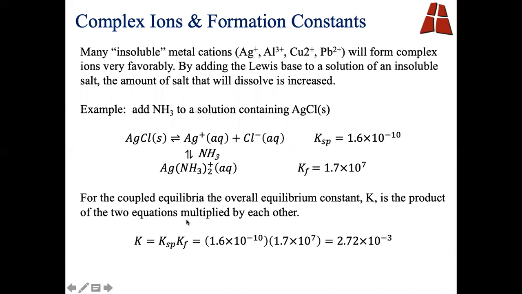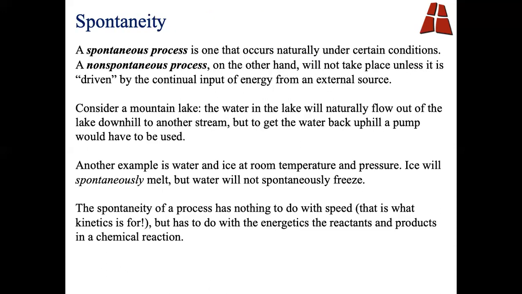This can also increase solubility of things. So in this example, we have silver chloride that has a Ksp value of 1.6 times 10 to the negative 10th. However, if we add ammonia in, we get a Kf equilibrium, and that would help make the overall solubility increase. And so our new K value would be 2.72 times 10 to the negative third. Just a reminder there. Okay.